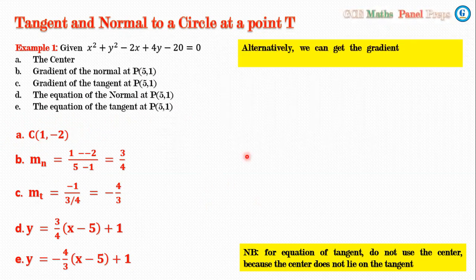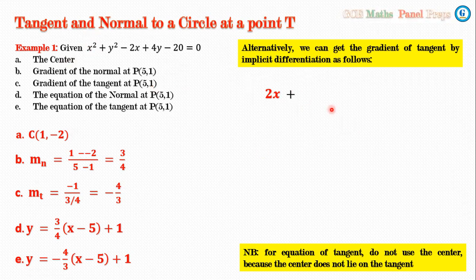Alternatively, we can get the gradient of the tangent by implicit differentiation as follows. So we differentiate implicitly. If you do not understand how to differentiate implicitly, I'll just do it here, but you can go to our previous videos on differentiation and you see implicit differentiation. You can go to GCE Math panel on YouTube and you get these videos there, or you go to GCE Math panel on Google Sites and you see the notes there as well. So let's differentiate this implicitly.